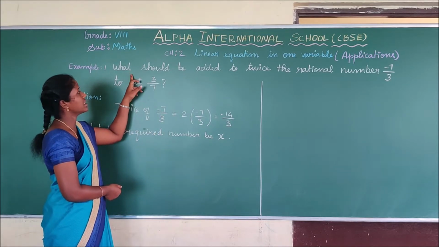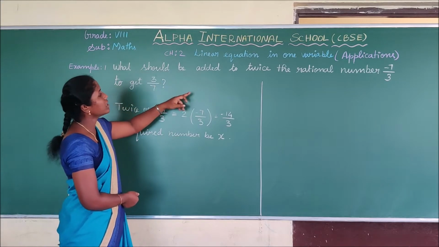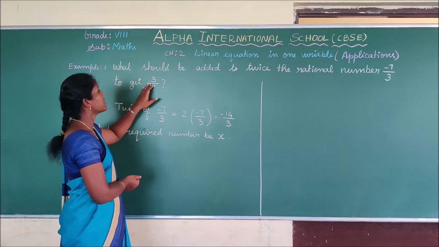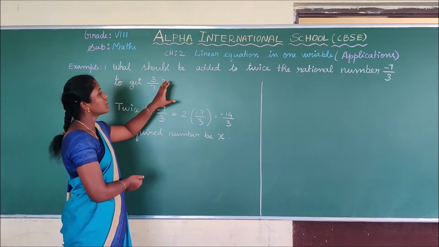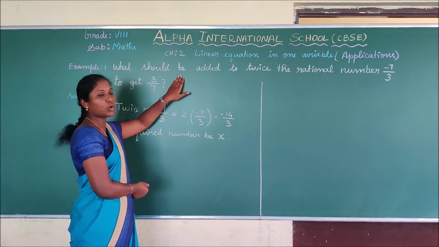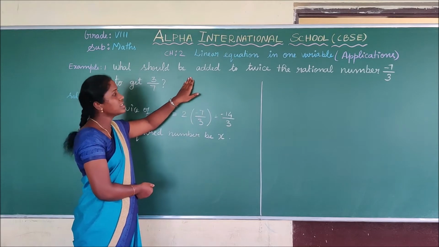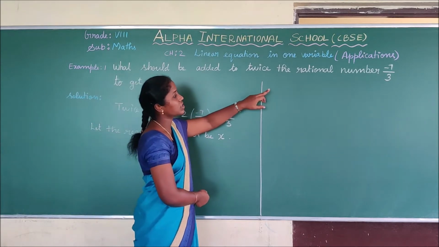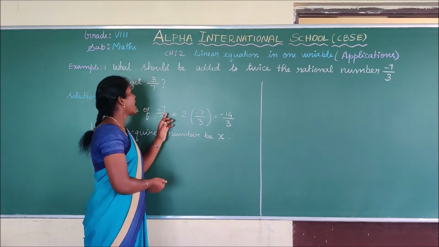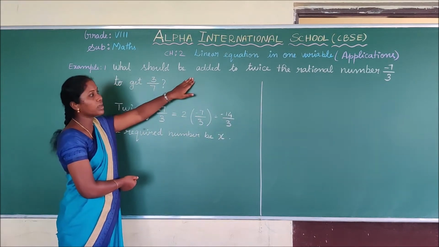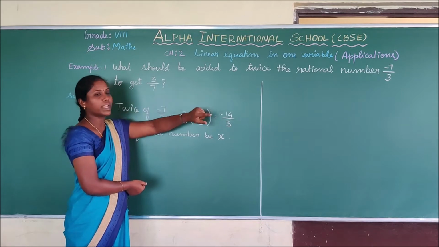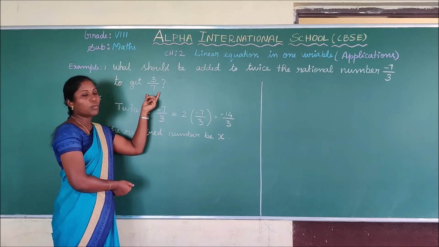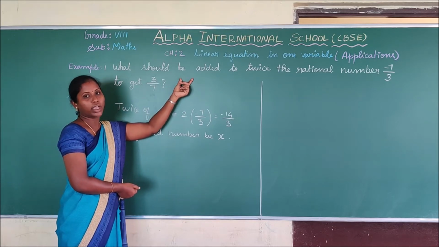Here the question is: what should be added to twice the rational number minus 7 by 3 to get 3 by 7? Some number is added to twice the rational number minus 7 by 3, and the result we get is 3 by 7. What do we have to find? The unknown number.